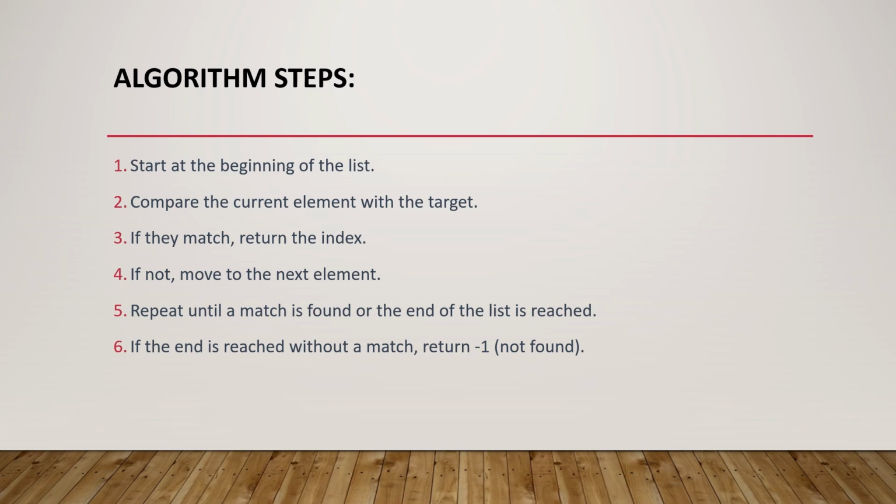Step number 4, if the current element does not match with the target element, move to the next element in the list. Step number 5, repeat steps 2 to 4 until either the target element is found or you reach the end of the list without finding a match. Step number 6, if you have reached the end of the list without finding a match, the search is unsuccessful and you can return an error signal, for example, -1, to indicate that the target element is not present in the list.